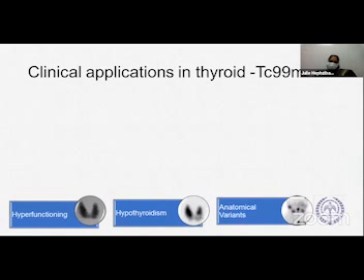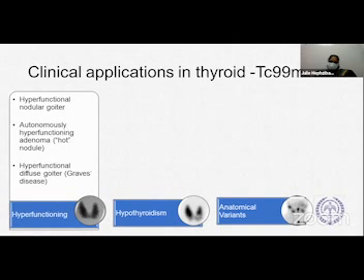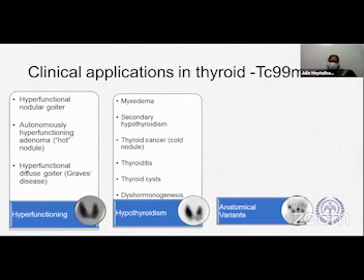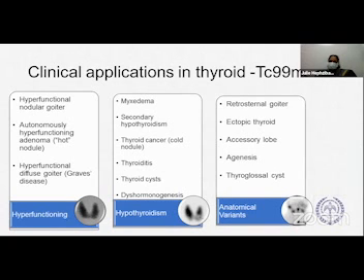So the clinical applications in thyroid for technetium is when it is hyperfunctioning, especially hyperfunctional nodular goiter or AFTN, or hyperfunctional diffuse goiter such as in Graves' disease. And for hypothyroidism, secondary hypothyroidism, or a cold nodule, thyroiditis, thyroid cyst, or dyshormonogenesis. And anatomical variants like retrosternal goiter, ectopic thyroid, accessory lobes, agenesis, and thyroglossal cyst.